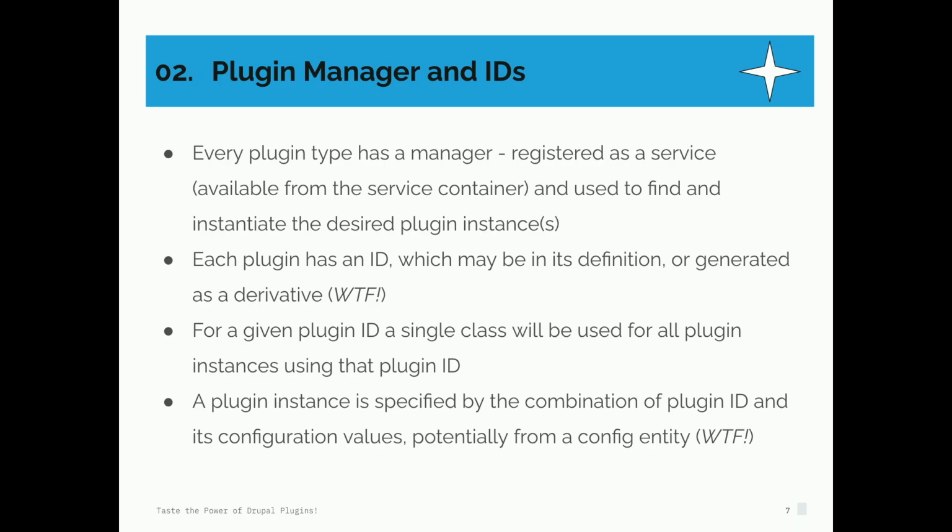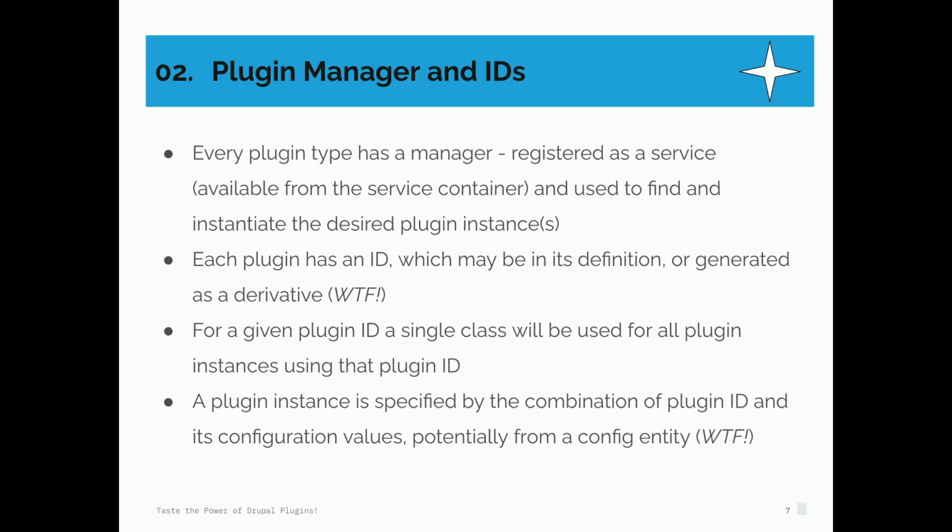Okay, so we mentioned here that there is such a thing as a plugin ID, right? Every plugin type has a manager. The manager is a service in the service container, and basically its job is just to say, given a plugin ID, give me the instantiated PHP object that is that plugin. So every plugin, again, has an ID. It may be in its definition. We'll come back to what plugin definitions look like. It can also be generated as a derivative. Plugin derivatives are a bit confusing. We'll talk about those more.